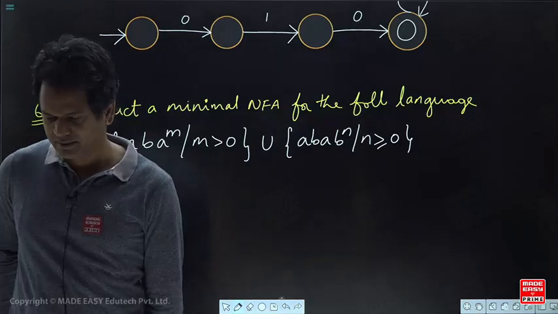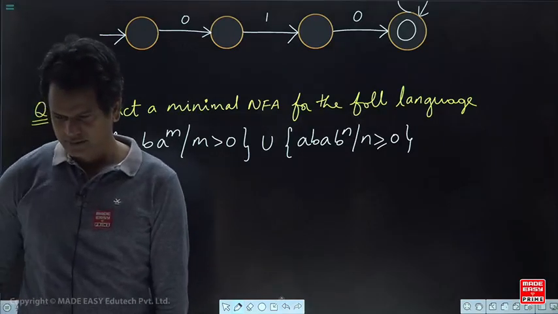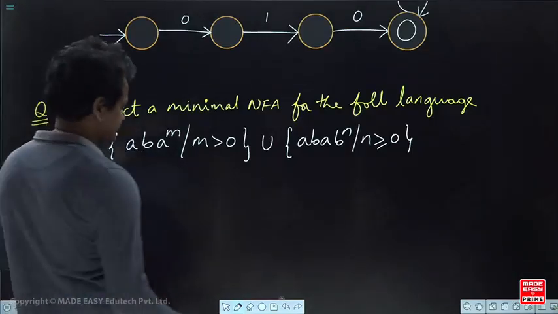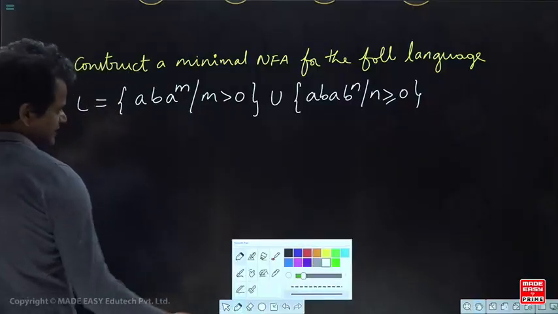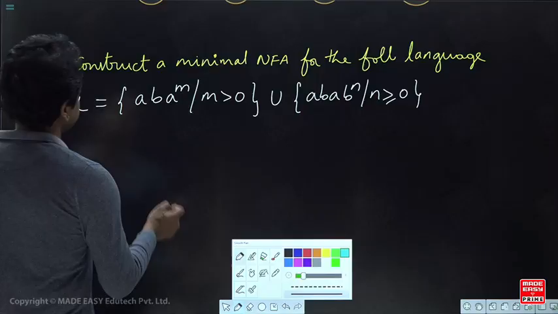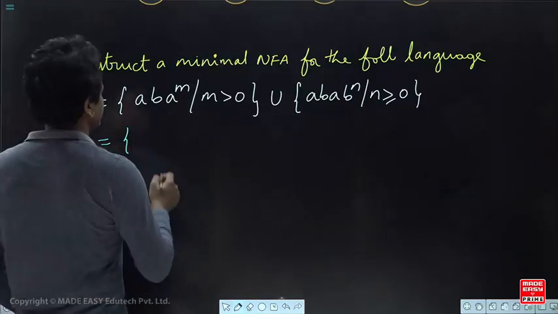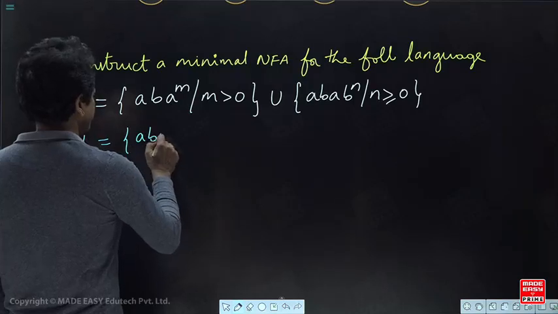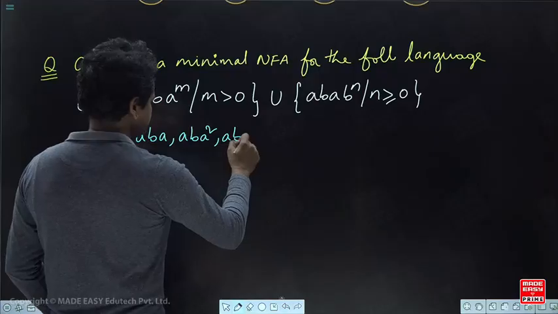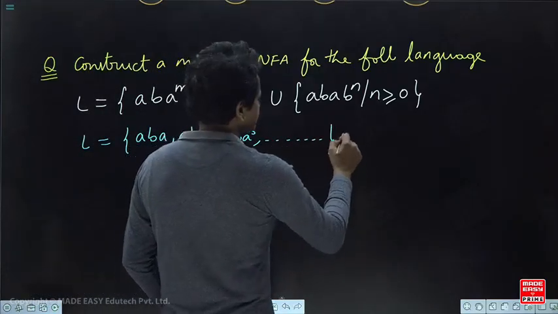States. Tell me, how many states? Now, whenever two different languages are given, you first see the strings. L equal to, what is the smallest value of M? The smallest value of M is 1. Then ABA, then ABA square, ABA cube, and so on, union.